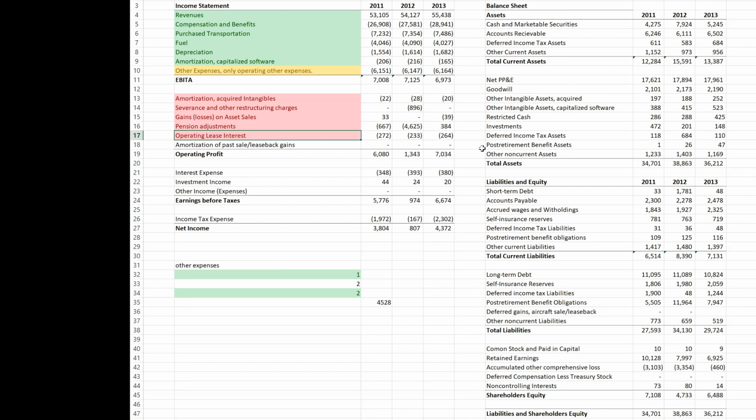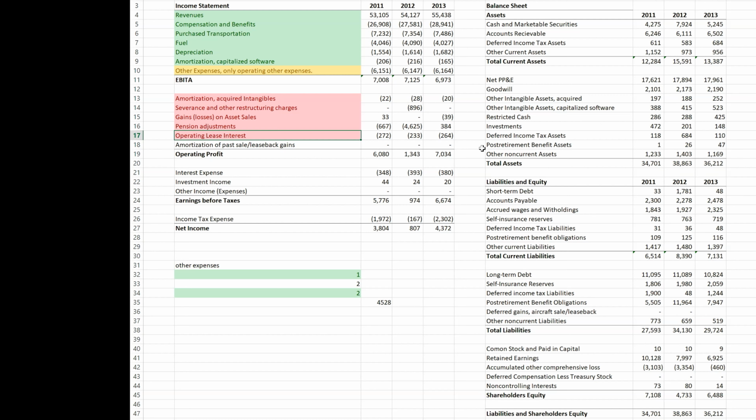And so one of the things that we might try to do as analysts is move these items back onto the balance sheet, put them back on the balance sheet as if they still owned them, because they're still using them that way. And so we'll talk a little bit more. This maybe was the wrong time to start talking about that, but that's what operating lease interest here is.